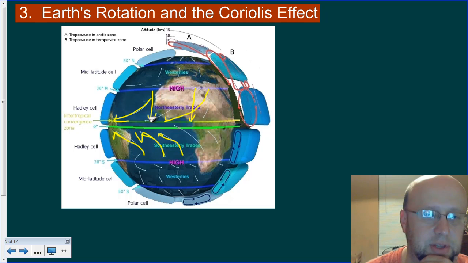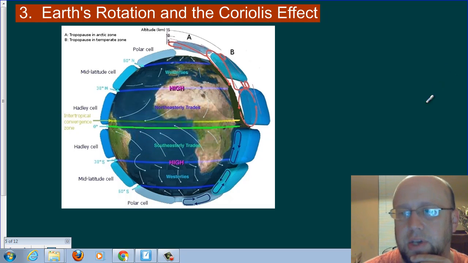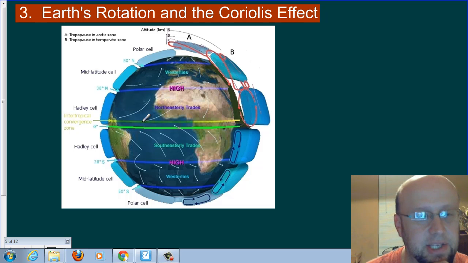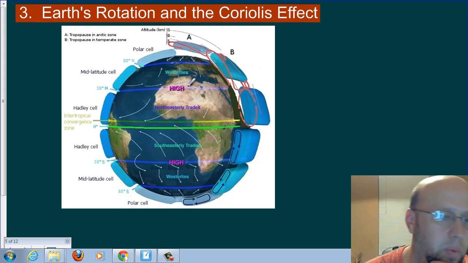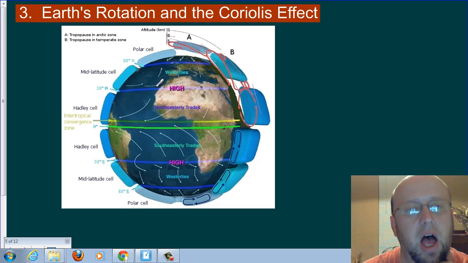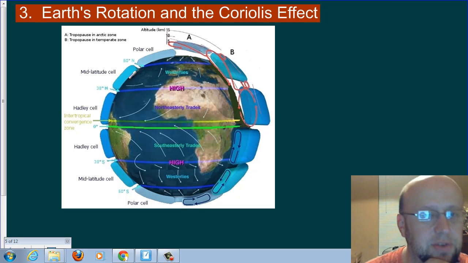Well, let me erase all this junk real quick. And so our distinct wind patterns are we've got these trade winds that are in the Hadley cell zones that are in about between 0 and 30 degrees each way. So winds basically blow from the northeast and from the southeast in each of those zones. And then in the mid-latitude cells, we've got what we call westerlies, that they're basically blowing from the west.